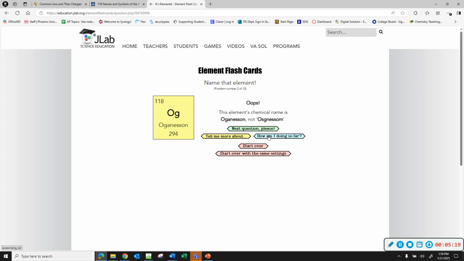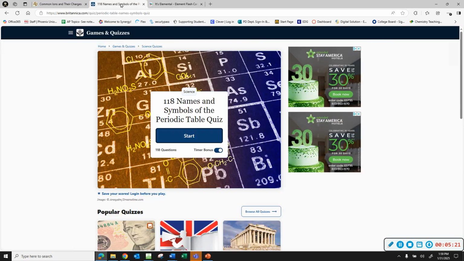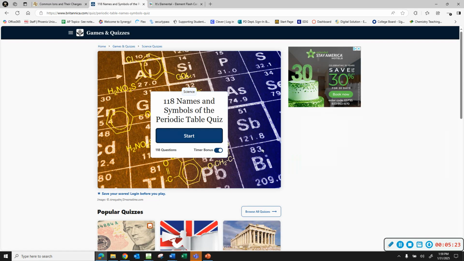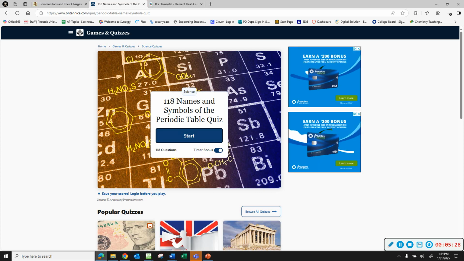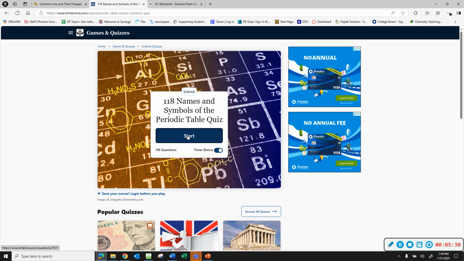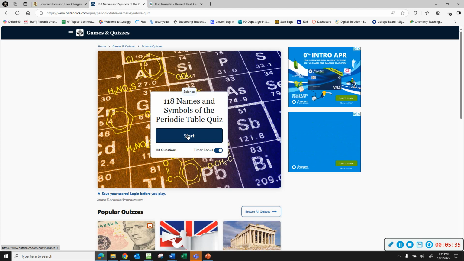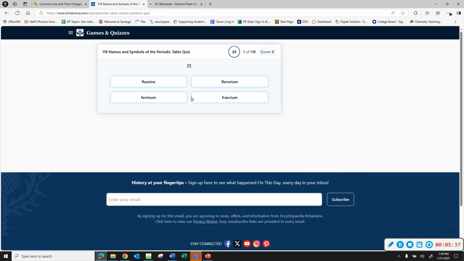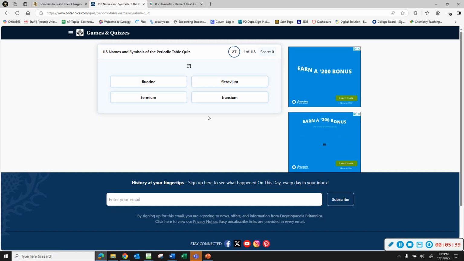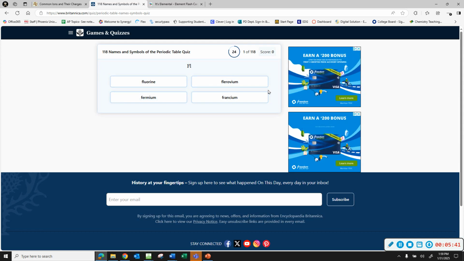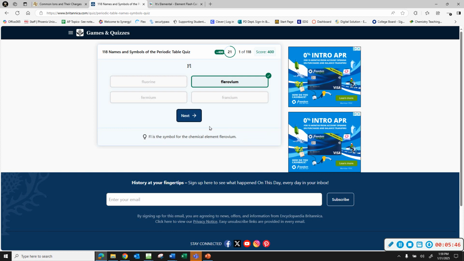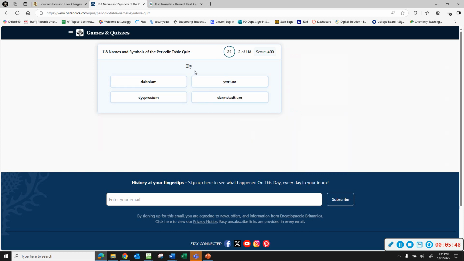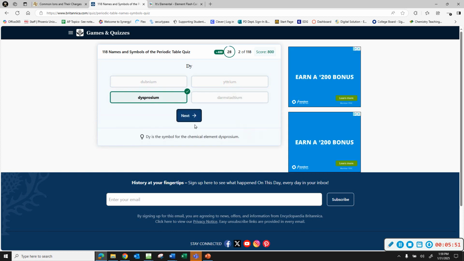This is a game that you might want to play after you do the other game that I'm going to send. This one is by Encyclopedia Britannica. The reason why I like this one is, yes, there's a timer bonus, but you're picking the elemental symbol or name based on what it gives you. So let me show you how this one works. Here it's got Fl, and you have to pick what name goes to that symbol. Okay, flerovium, all right? Then you click next, Dy. Well, we just did that. Dysprosium.